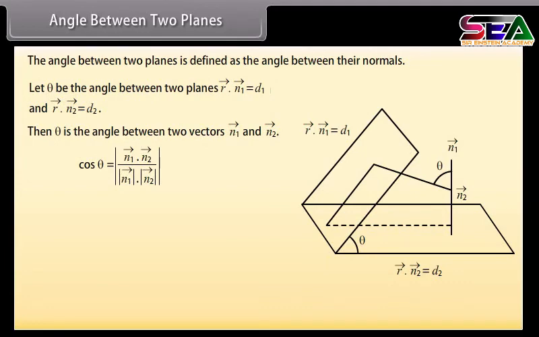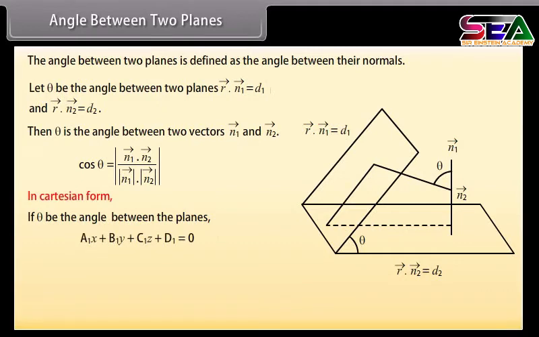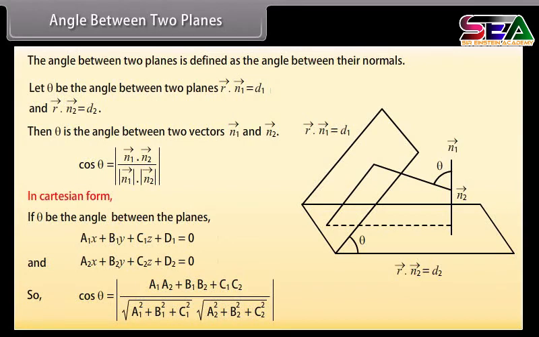Cos theta equals modulus of dot product of vector n1 and vector n2 divided by modulus of vector n1 into modulus of vector n2. In Cartesian form, if theta be the angle between two planes, a1x plus b1y plus c1z plus d1 equals 0 and a2x plus b2y plus c2z plus d2 equals 0, so cos theta equals modulus of a1 a2 plus b1 b2 plus c1 c2 divided by square root of a1 square plus b1 square plus c1 square into square root of a2 square plus b2 square plus c2 square.